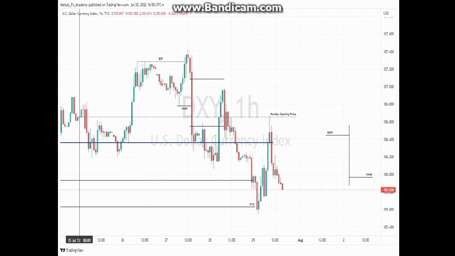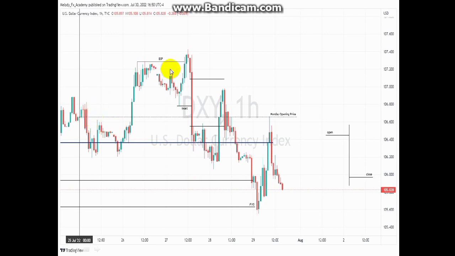Always remember that price is fractal. Whatever happens on the higher time frame tends to repeat itself on the lower time frame. So if we are expecting something like a run on liquidity or a displacement on the higher time frame, we can refine that to the lower time frame and look for that exact same thing. Now, applying the power of 3 on a weekly time frame.